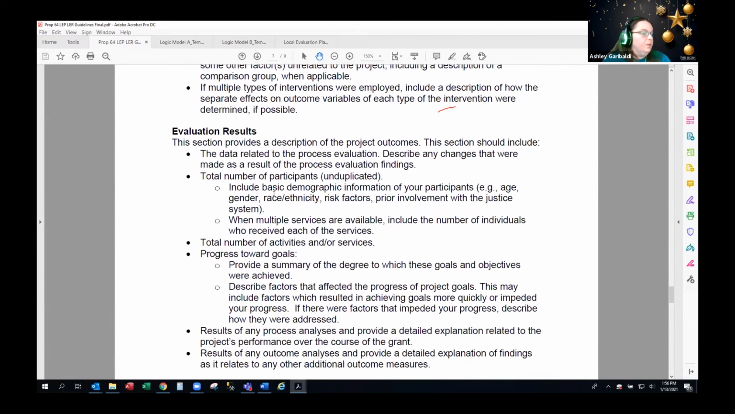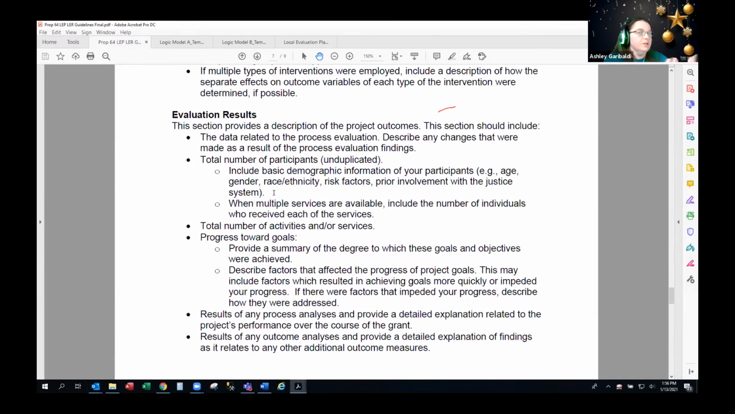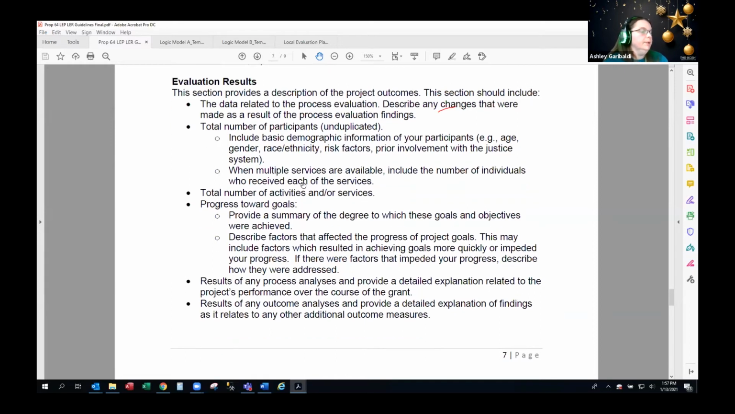And then the big difference, of course, that you're not going to have in your plan, but you will have in your report, is the evaluation results. Those actually describe the outcomes. So the data related to the process evaluation, any changes that may have resulted, the total number of unduplicated participants, basic demographic data, what services were available and who received them by type, and the type or total number of activities or services.